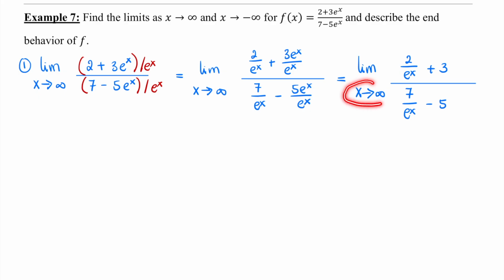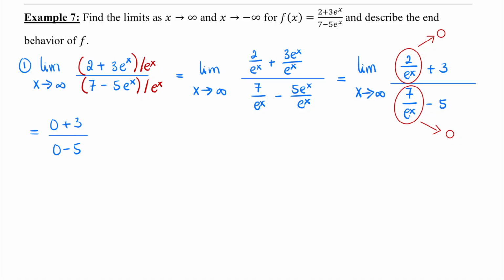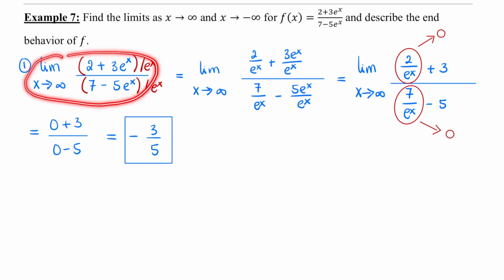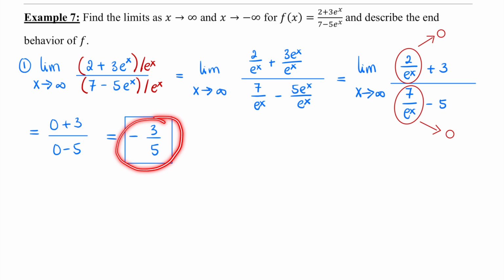As x approaches infinity, 2 over e to the x approaches 0, and 7 over e to the x approaches 0. So this becomes 0 plus 3 over 0 minus 5, which is negative 3 over 5. So the limit of f of x as x approaches infinity is negative 3 over 5.